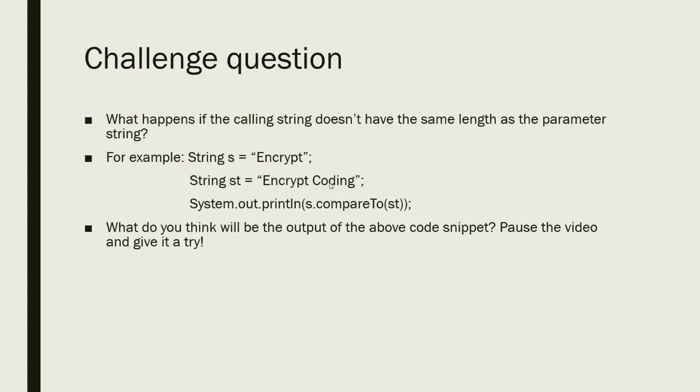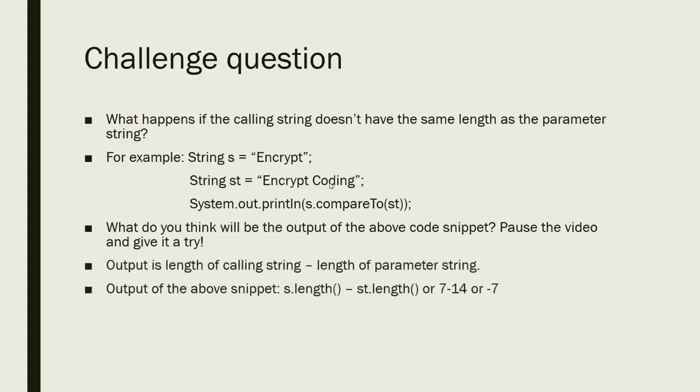So if the computer keeps comparing until the characters of either string end and the subtraction of their ASCII values results in 0, then the length of the parameter string is subtracted from the length of the calling string. So in this case, since the letters are same till string s ends, we just subtract s.length minus st.length, which is 7 minus 14 or minus 7. So minus 7 would be the output of this code snippet.